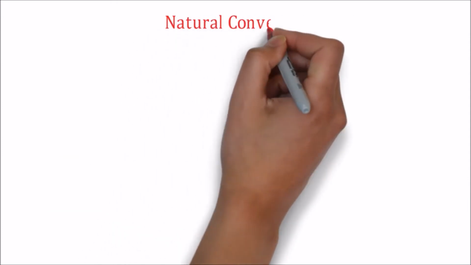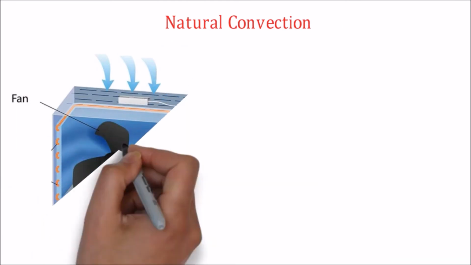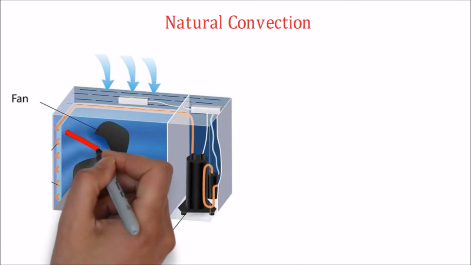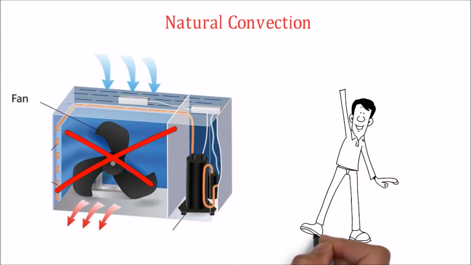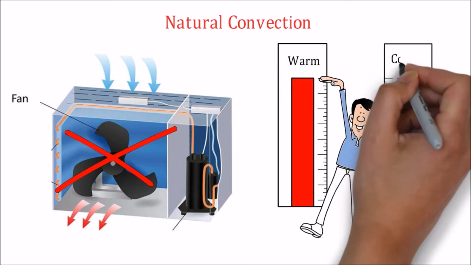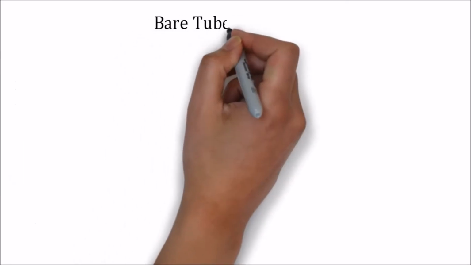Natural convection. In this type of evaporator, no external pump or force is needed to push the refrigerant through the coils of the evaporator. The coolant is naturally pushed due to the differences in density and pressure between the warm and cooled refrigerant.